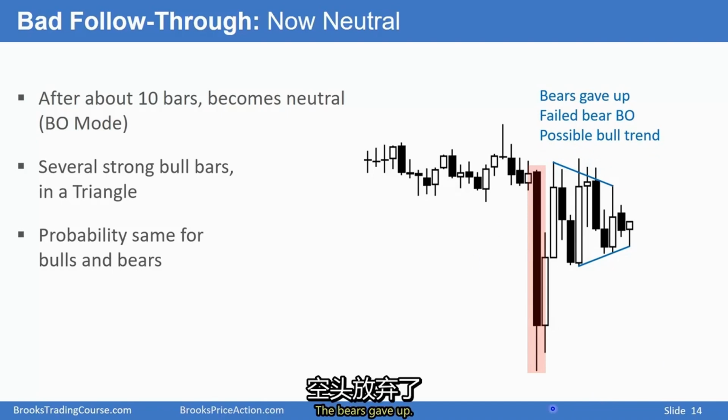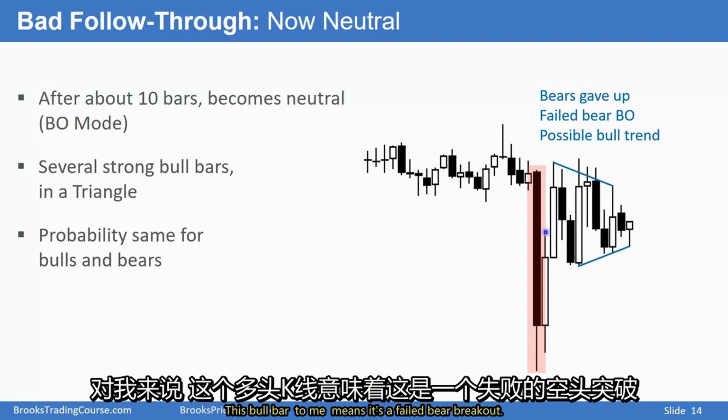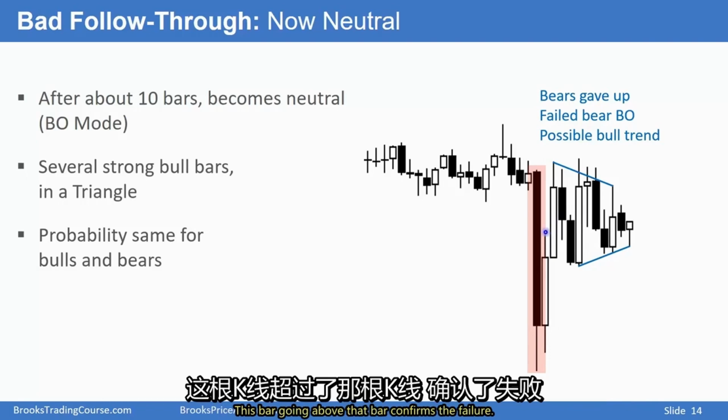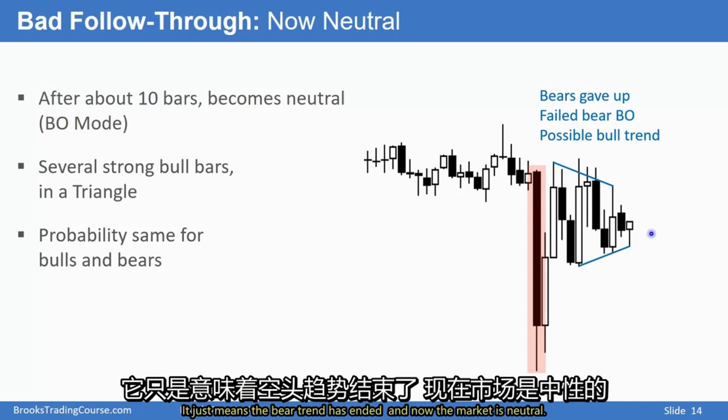The bears gave up. It's a failed bear breakout. This bull bar, to me, means it's a failed bear breakout. This bar going above that bar confirms the failure. Failed bear breakout does not mean bull trend. It just means the bear trend has ended and now the market is neutral.